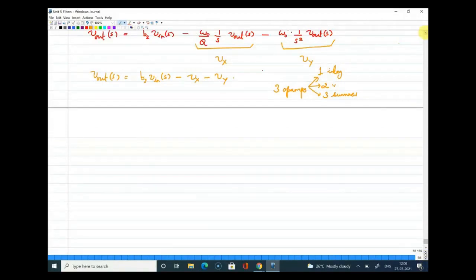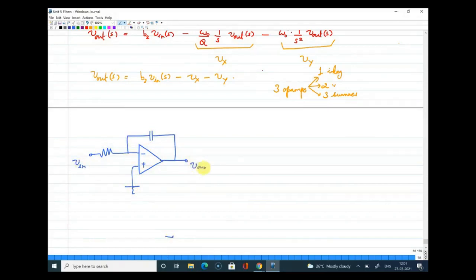Okay. Now, what I will do first is, since I know how to implement an integration function, as I have shown before, let me start doing that. If this is V in and this is V out, with this as C1 and this as R1, how can I write V out as a function of V in? We know that this is an inverting amplifier configuration, assuming the op amp is ideal.